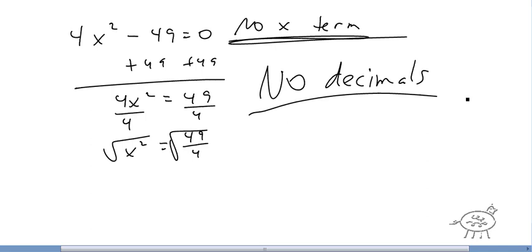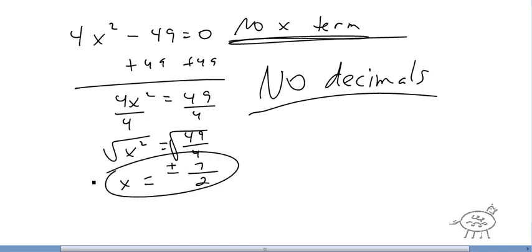Because there are no decimals here, unless it specifically says round to the nearest tenth or hundredth, or the problem starts out as a decimal. Then I can understand decimals. Otherwise, no decimals. So you're like, how am I supposed to do this problem without a decimal? Well, what's the square root of 49? 7. What's the square root of 4? 2. Is that our answer? Nope. Don't forget, plus or minus.